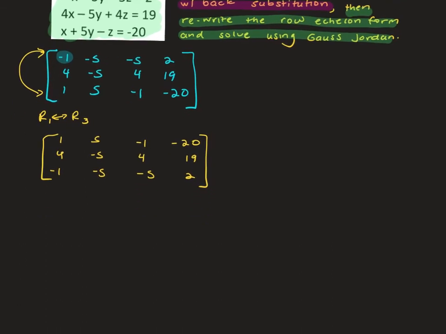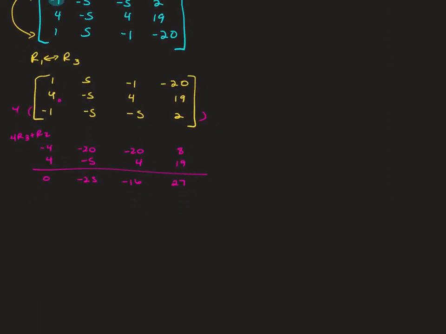Now I want to zero where the 4 is. So I'm going to multiply, and I can do the top by -4 and add it. Or because the -1's already in the bottom, I can do the bottom by +4. So 4 row 3 plus row 2, -4, -20, -20 and 8, plus 4, -5, 4 and 19. 0, -25, -16 and 27. And that replaces row 2. 1, 5, -1, -20, 0, -25, -16, 27, -1, -5, -5 and 2.